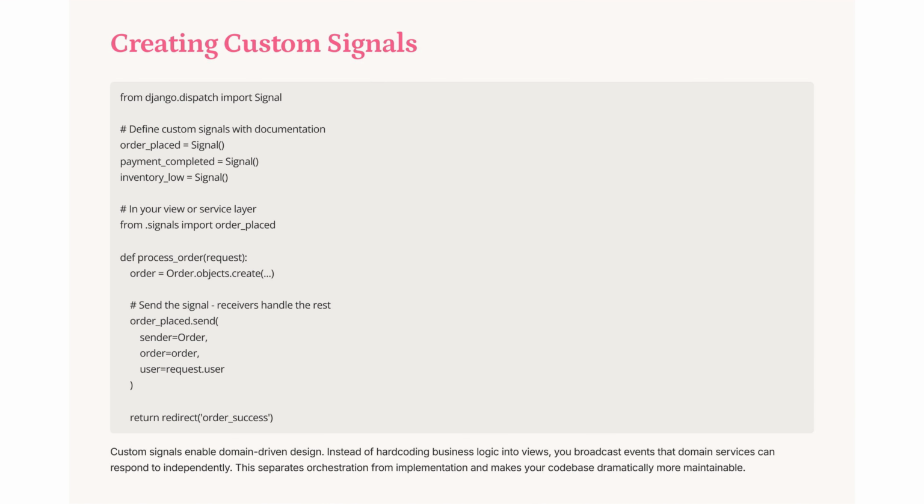Creating custom signals in Django involves defining them using django.dispatch.Signal. For instance, order_placed, payment_completed, and inventory_low are custom signals. In your view, you can send these signals, allowing receivers to handle specific tasks independently. This approach supports domain-driven design, enhancing maintainability by decoupling orchestration from implementation.